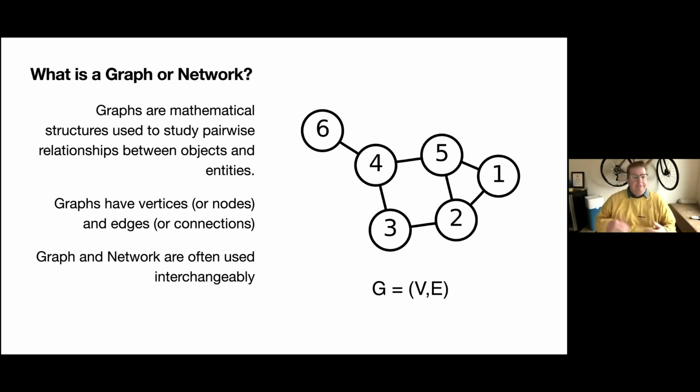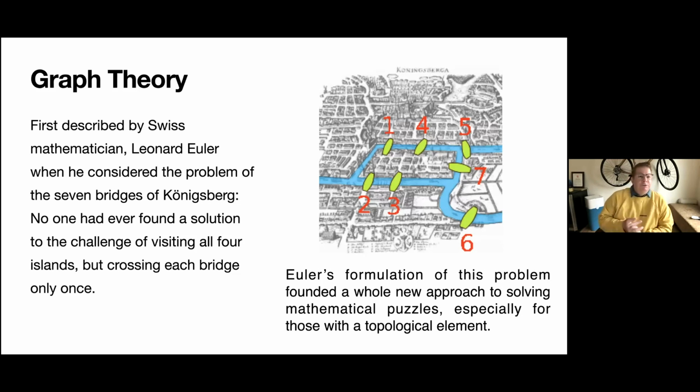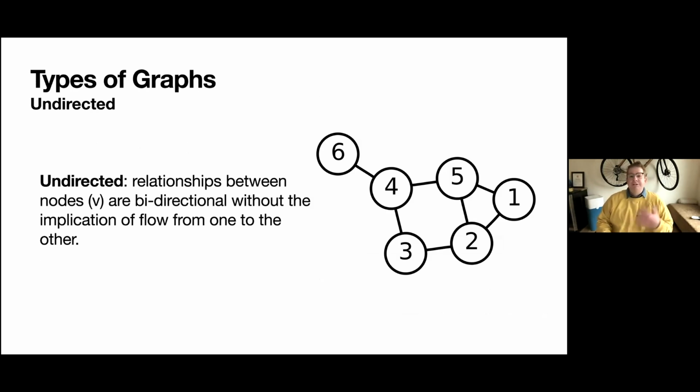And the words graph and network are often used interchangeably, so you may hear both. They're represented with G for the graph, and it's made up of vertices and edges, V and E. Graph theory was first described by Swiss mathematician Leonhard Euler, whom you may have heard of, when he considered the problem of the 7 bridges of Königsberg. No one had ever found a solution to the challenge of visiting all 4 islands, but crossing only once each bridge. And his formulation of this problem founded a whole new approach to solving mathematical puzzles, especially for those with a topological element.